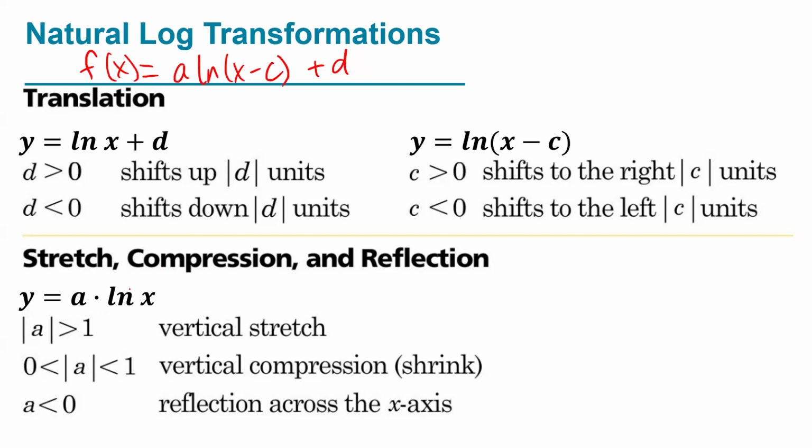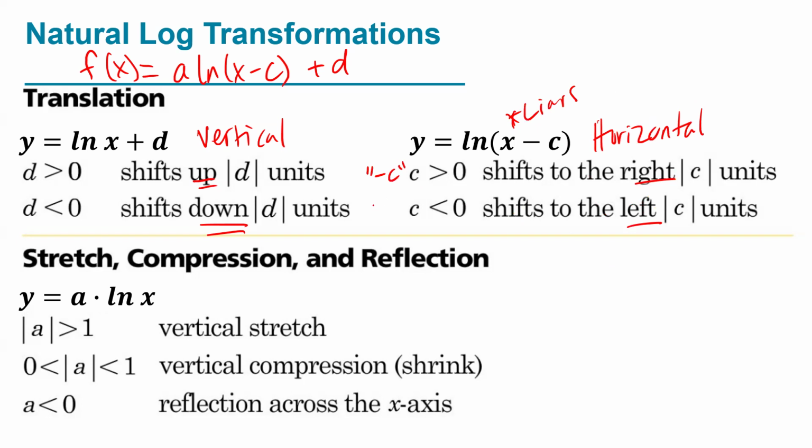All right. So again, your d is going to be your vertical. That's going to be your up and your down. Okay. Your c is going to be your horizontal. And we got to remember that x's are what? Liars. That's going to be our right and our left. So it's going to look like minus c, but we're actually going to the right. It's going to look like plus c, but we're actually going to the left.